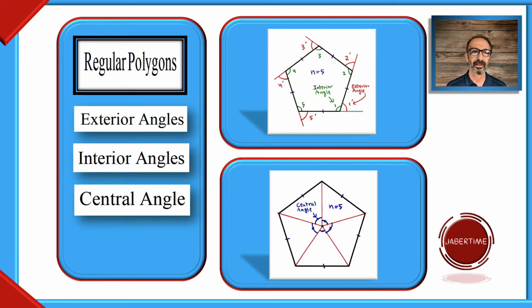Hi, I'm gonna go over regular polygons, mainly exterior angles, interior angles, central angles, and regular polygons versus not regular polygons. I have two pictures right here that show when n equals 5. They show the exterior angles, the interior angles, and the central angles. Let's get started.